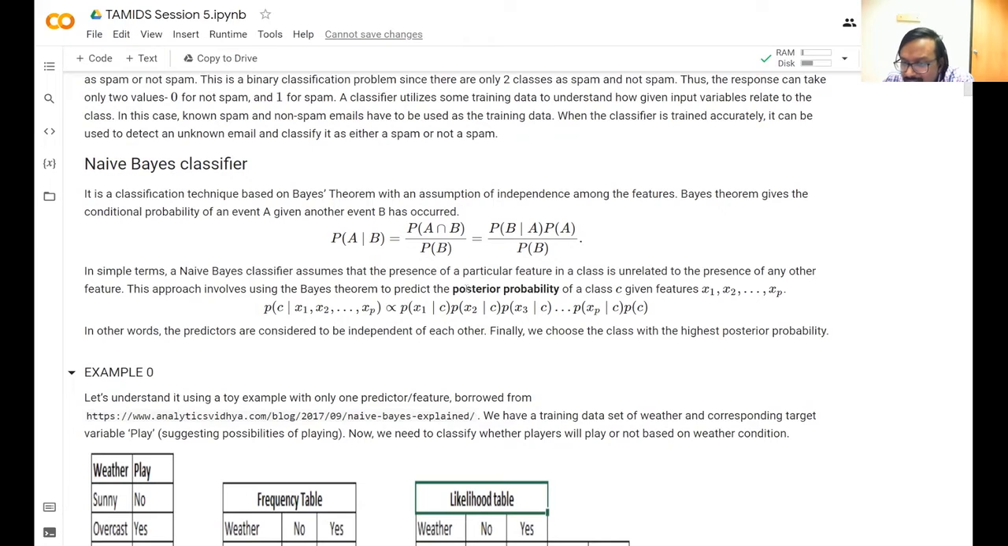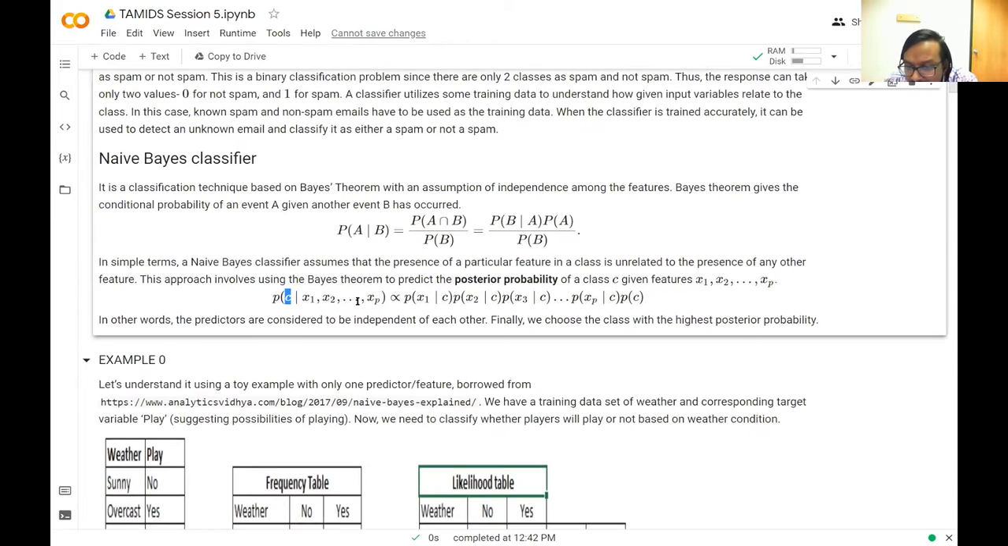Further, notice that I have not written the denominator here, and I have only written proportional. There's a reason for that. The idea for the naive Bayes classifier is to calculate the probability of a class given the different predictors for each of the possible classes. So I'm going to calculate the probability of spam given all the features and the probability of not spam given all the features, and I'm going to see which probability is higher.